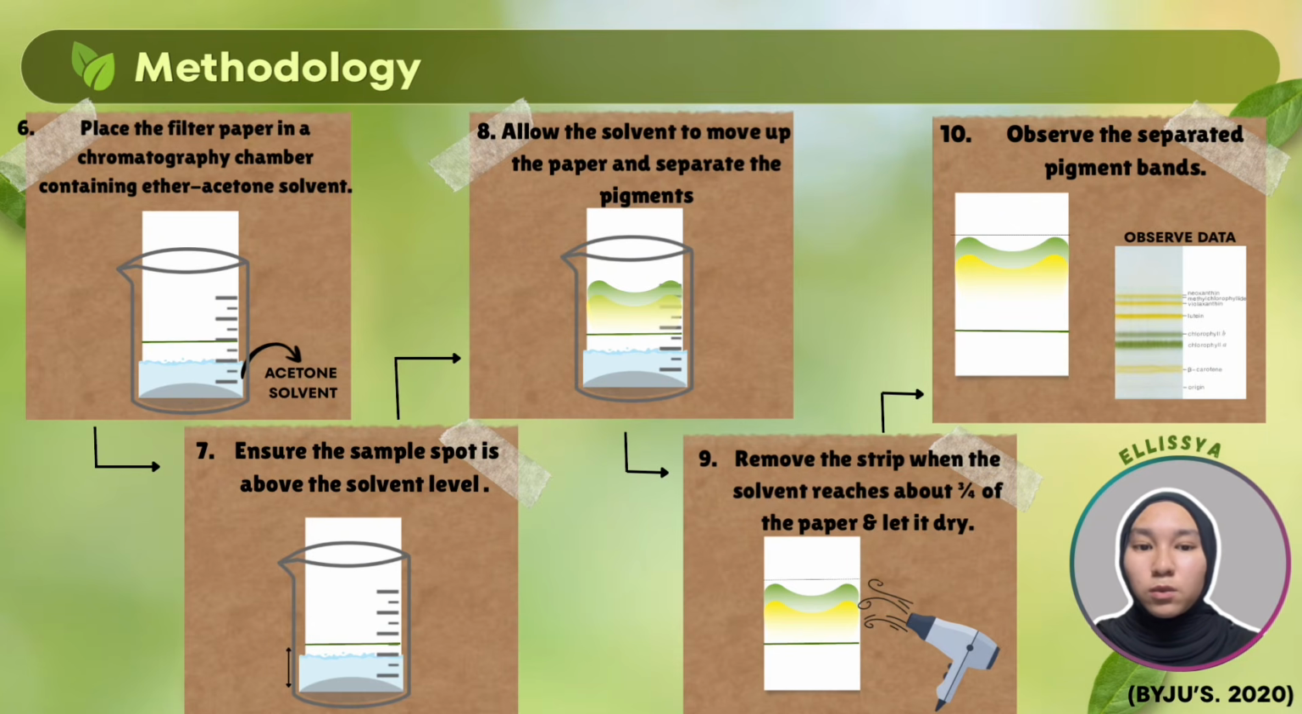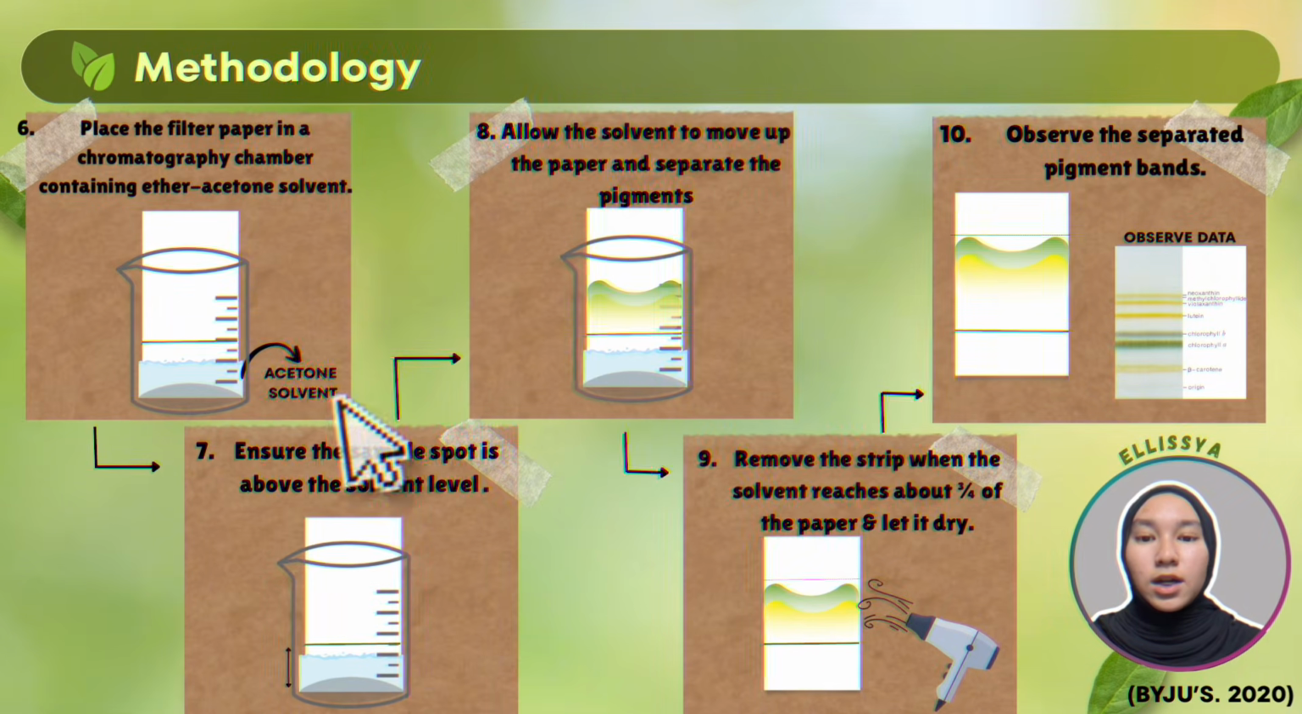Then, the solvent was allowed to move up the paper by capillary action, causing the pigments to separate based on their different solubility and affinity. Once the solvent front reached approximately 3/4 of the paper, the strip was removed and allowed to dry. And finally, the separated pigment bands were observed and recorded for further analysis.